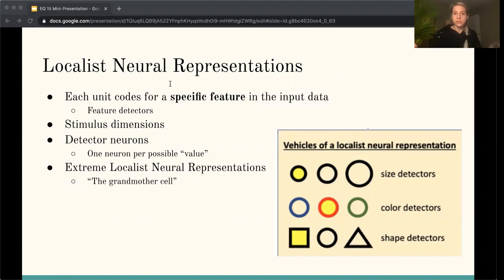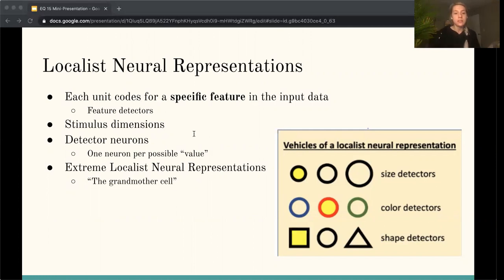Units are simply vehicles of this particular representation, and each stimulus dimension, whether that's color, shape, or size, is represented by a specific pool of neurons, and then each specific value, red, green, and blue, is represented by a detector neuron, which denotes that there's one neuron activated per possible value, such as the color red. This is actually pretty similar to symbolic representations because we're assigning symbolic labels to neurons as a physical symbol system would. And so the color yellow in this diagram just shows that these particular neurons are active.